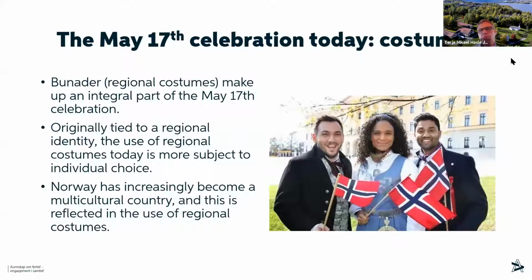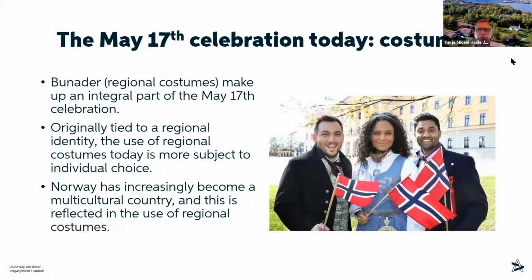National costumes or regional costumes are also an important feature of this 17th of May celebration. Originally, these costumes are tied to regional identity. You have a Sigdal bunad, you have a Rogaland bunad, Valdres, Sogn, etc. But now costumes are more subject to individual choice.